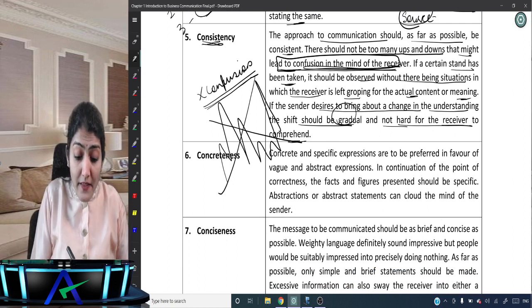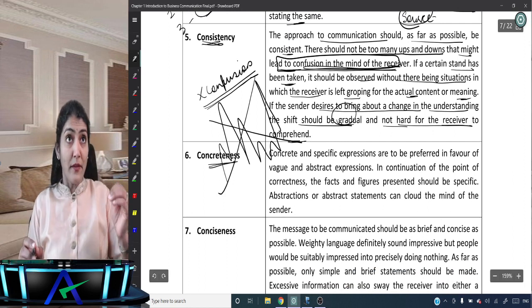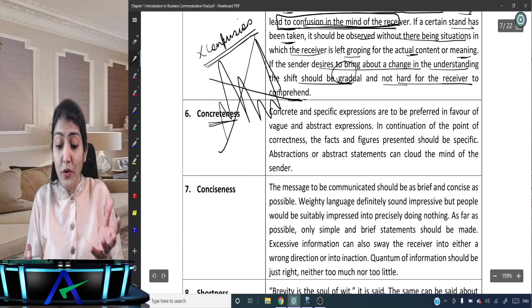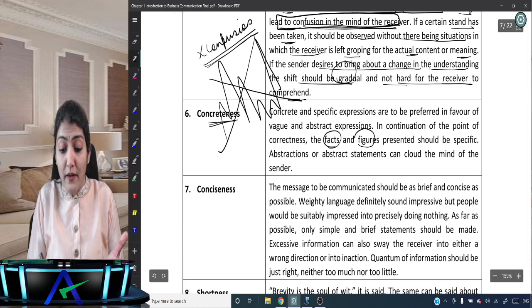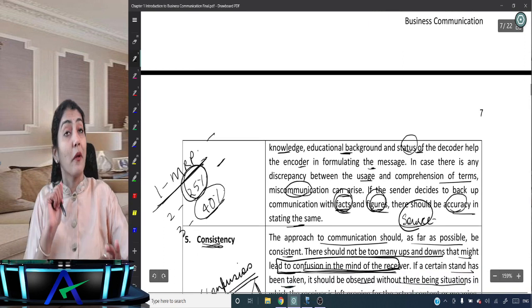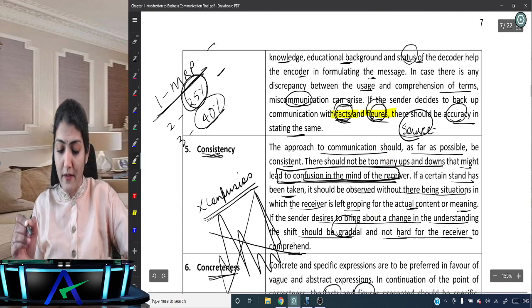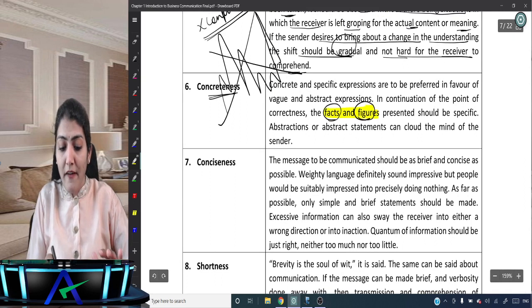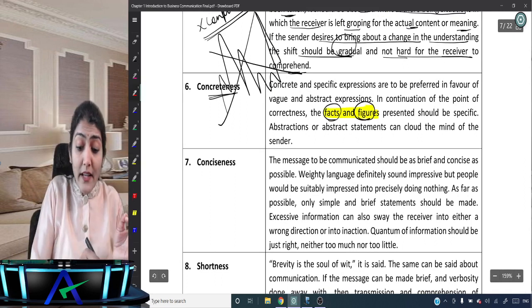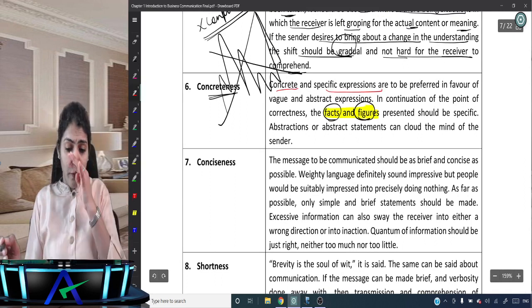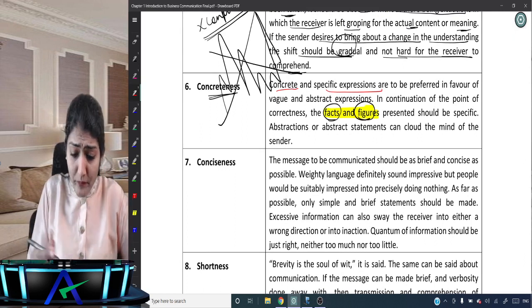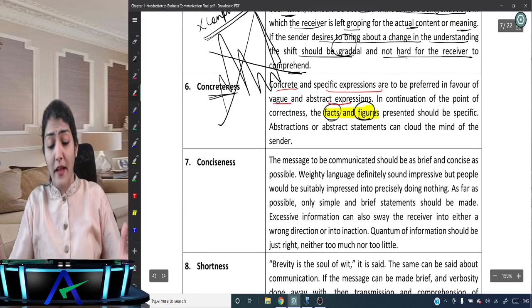Right, then after that, concreteness. Again, it is related to facts and figures, what we studied upstairs, and correctness also. Here also they are saying the facts and figures. Concrete and specific expressions are to be preferred in favor of vague and abstract expressions.